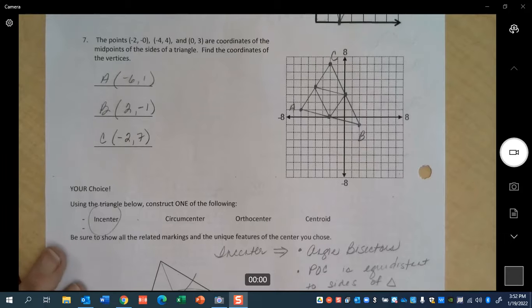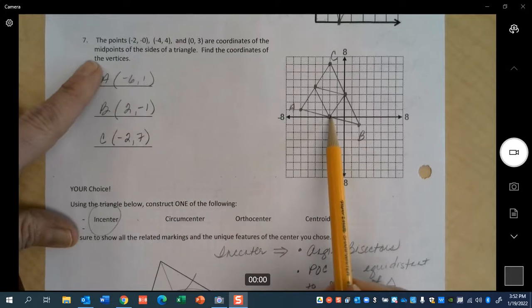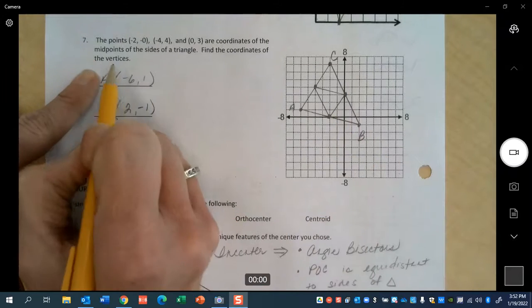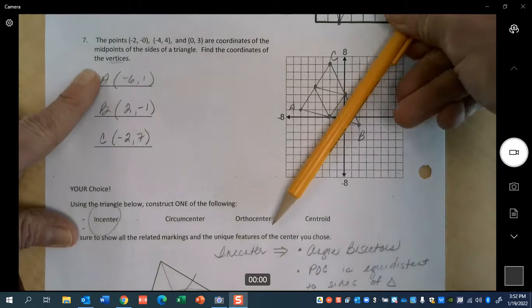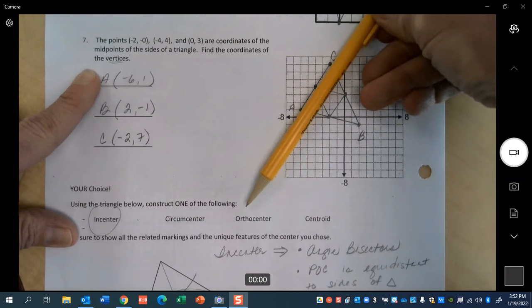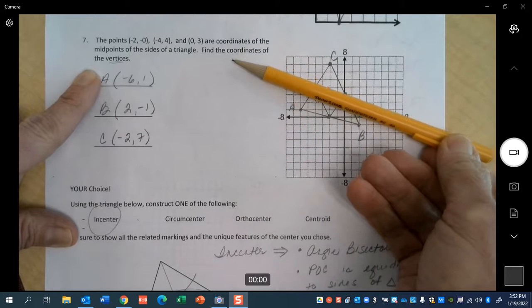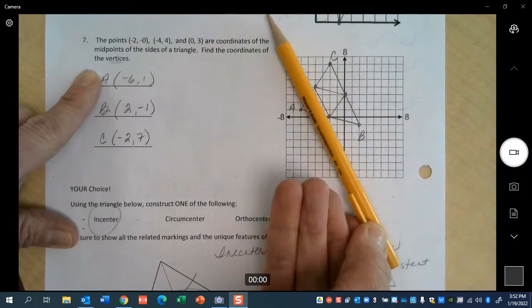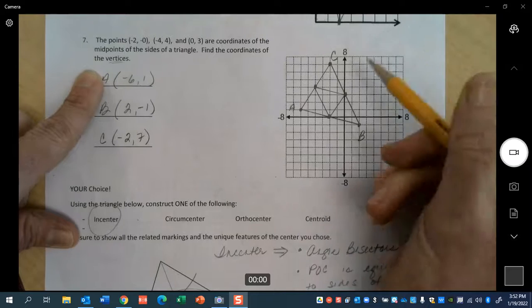All right, so now we're talking about mid-segments. If I have the midpoints and I connect them, here are the mid-segments. When I want to find the coordinates of the vertices, I want you to think about this mid-segment is going to be parallel to this third side. This mid-segment is parallel to this third side, and this mid-segment parallel to that third side. So it's going to have the same slope.